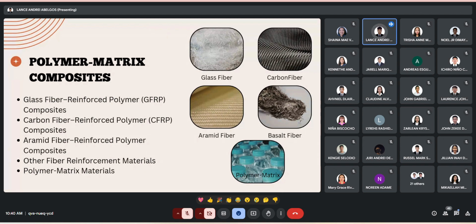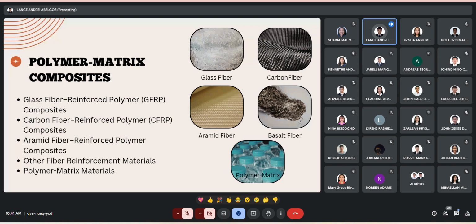Next is the carbon fiber reinforced polymer or CFRP. CFRP composites, made with carbon fibers, are known for their high strength to weight ratio and stiffness. They are widely used in aerospace, automotive, and sport industries where lightweight and yet strong materials are essential.